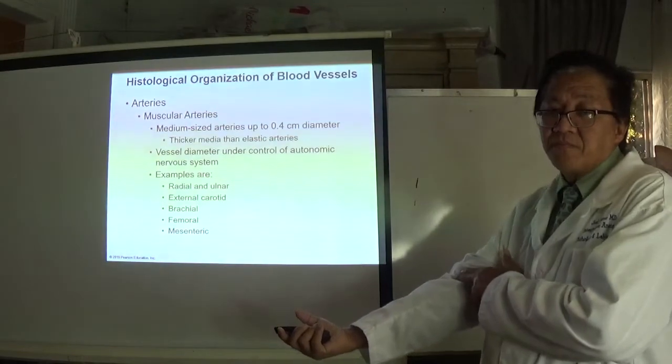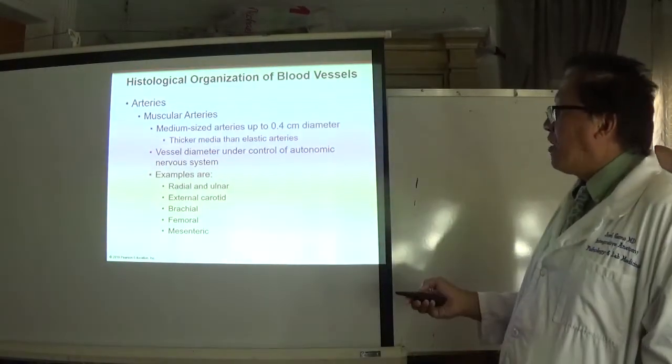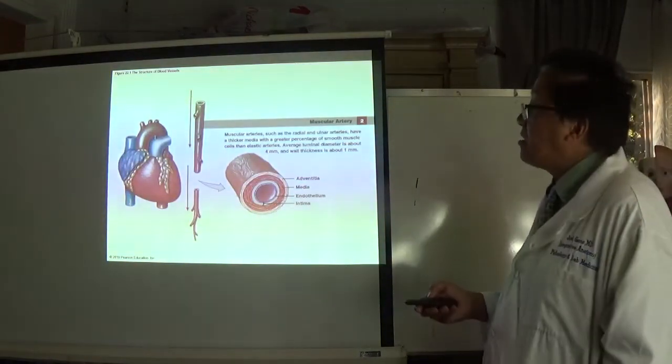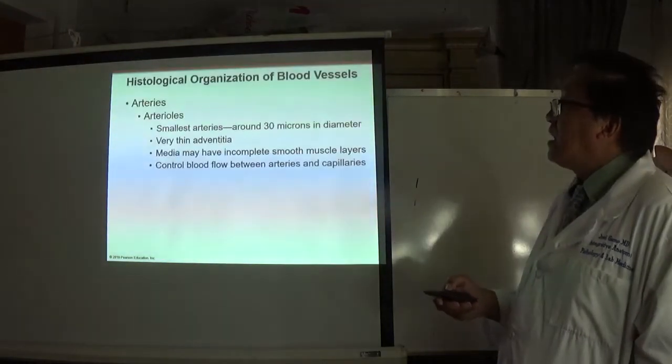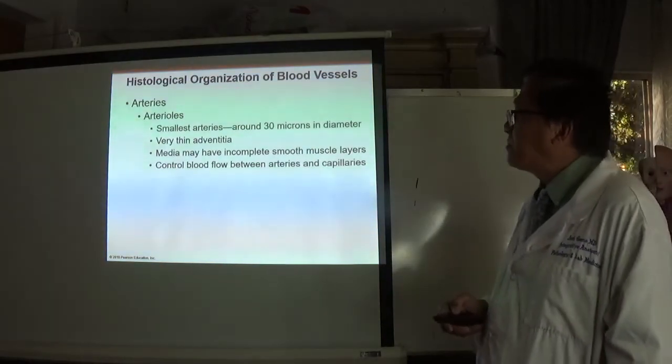Brachial means arm. Now, at the same time, you have these other arteries there. You normally get your blood pressure, by the way, from the brachial arteries. So you have muscular arteries, such as radial and ulnar. And arterioles, as I said, are the smallest arteries, 30 microns in diameter.